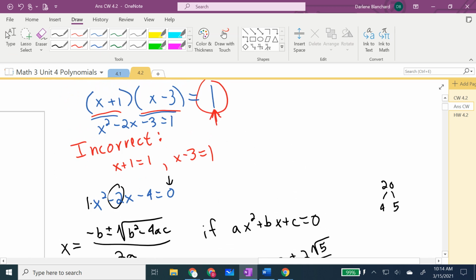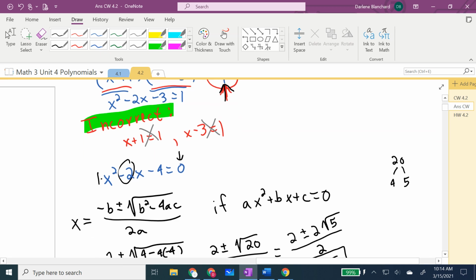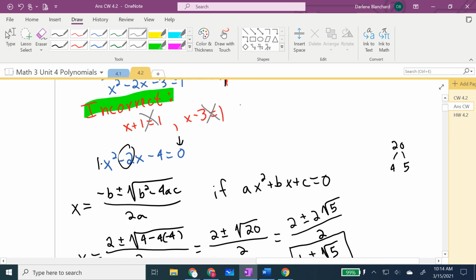But I want to repeat, if I had started by looking at whatever number's on the right, I just make my factors equal to that number. That's incorrect. You cannot do this. And through the quadratic formula, we can see that the answers we would have gotten here are certainly not the correct answers.